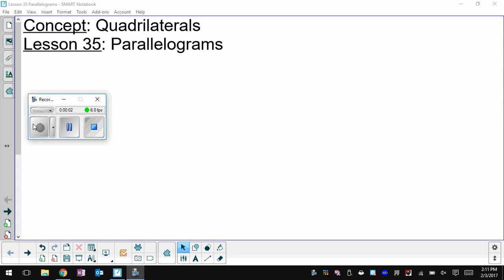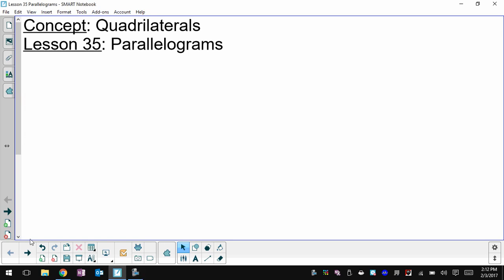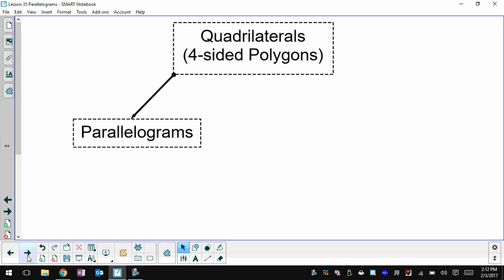Hey y'all, today we're going to take a break from triangles and talk about some four-sided figures. So a quadrilateral is a four-sided polygon. We talked about that way long ago. This time we're going to talk more specifically about different types of quadrilaterals. Today we're going to talk about parallelograms.